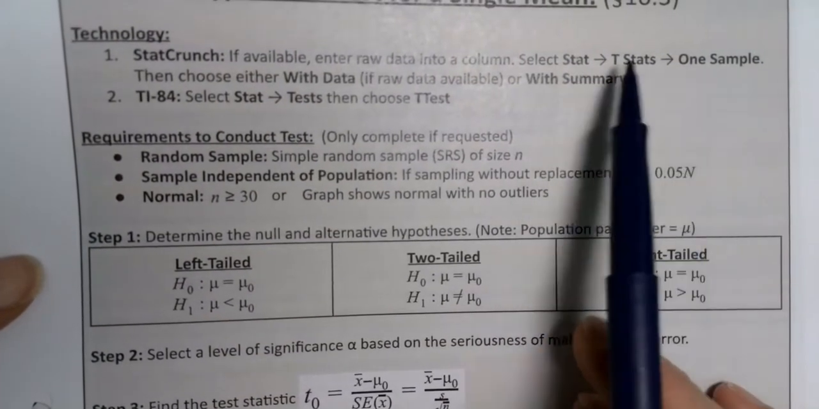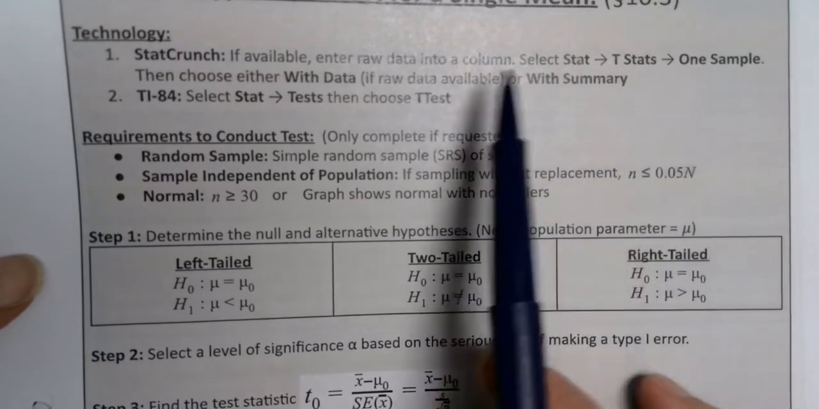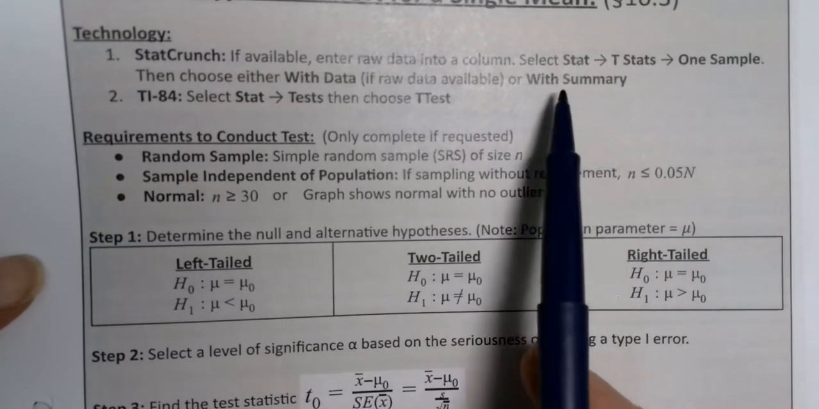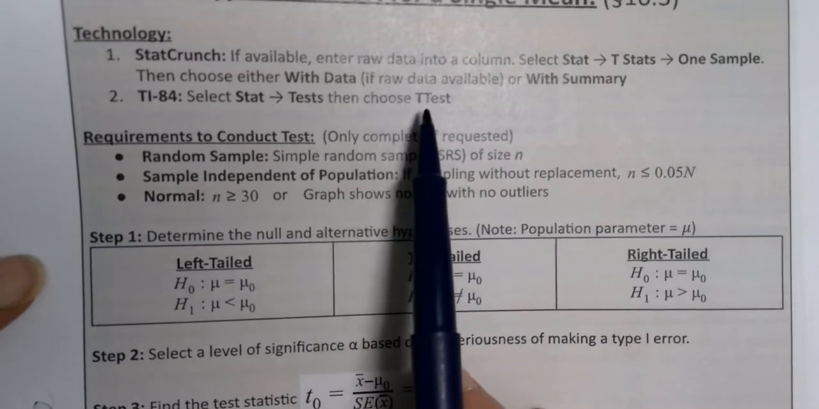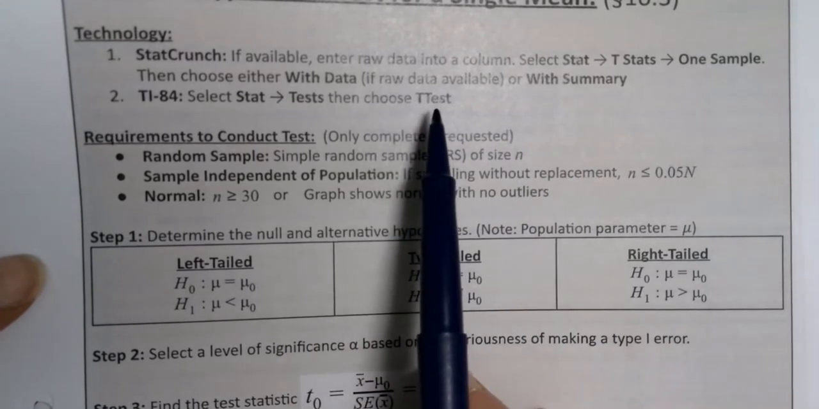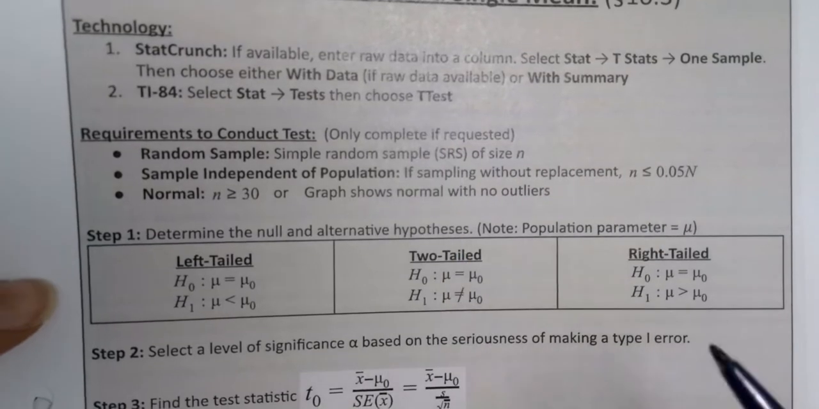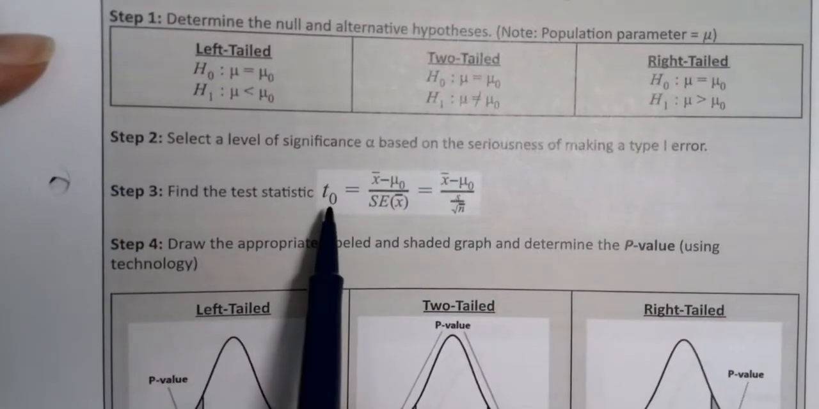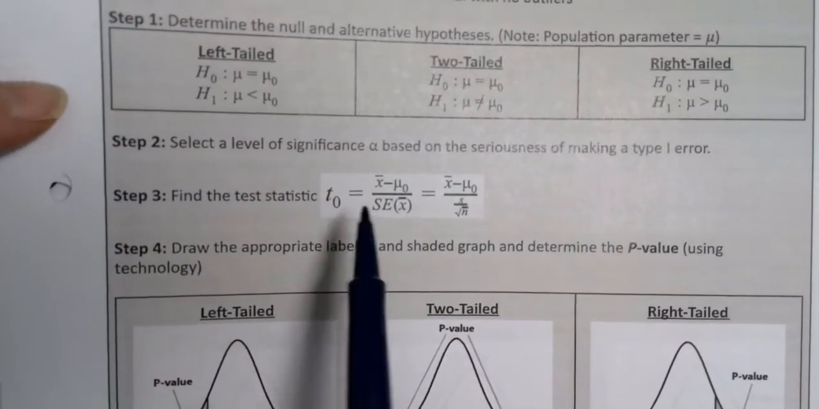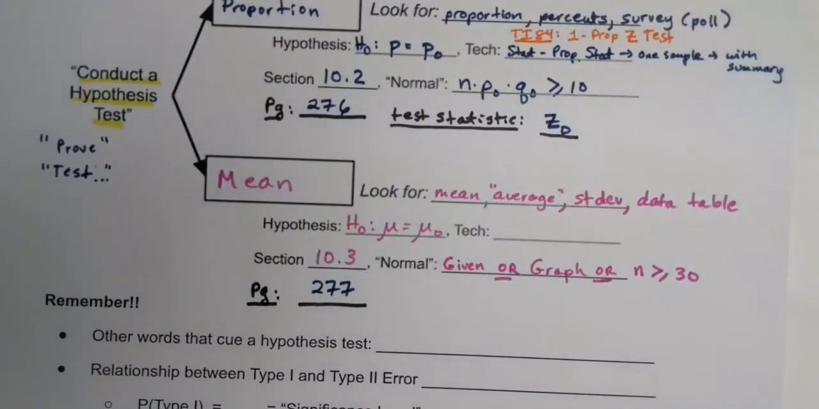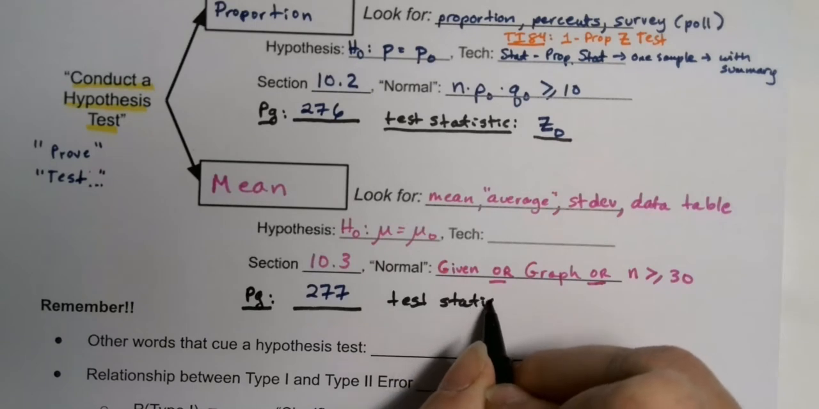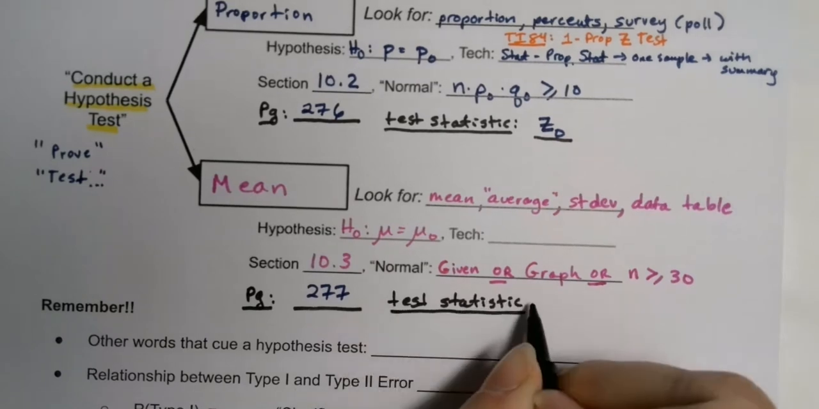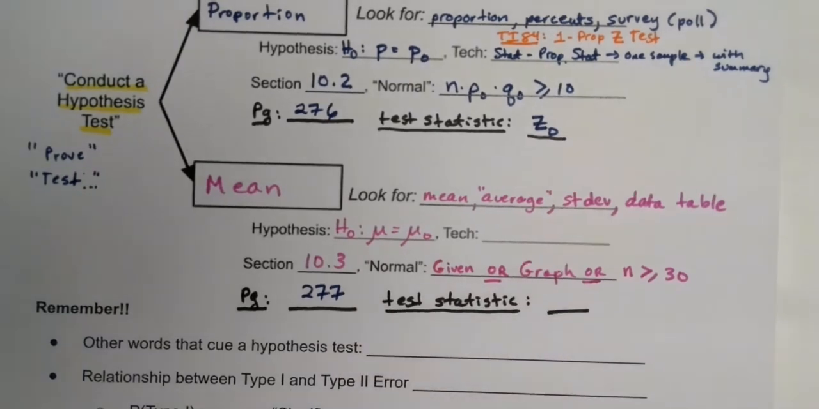So it tells you stat, t-stat, one sample. You're going to have to choose either with data or with summary, depending on what you're doing. If you're in a calculator, it's just t-test, which I know sounds easier, but actually the calculator is more difficult, but there you have it. And you can see down here, the test statistic is a T0 because we're running a t-test. So let me add those lines in right here. So test statistic. And we're doing T0.